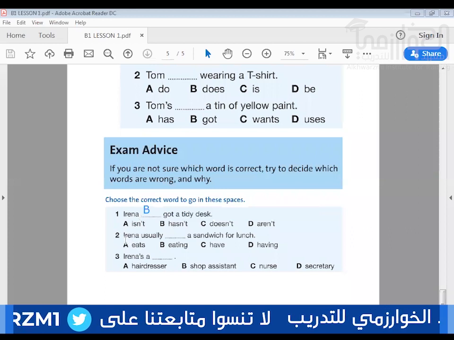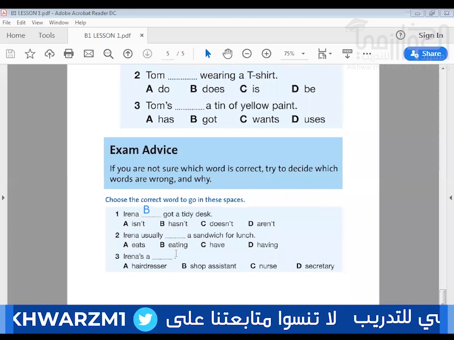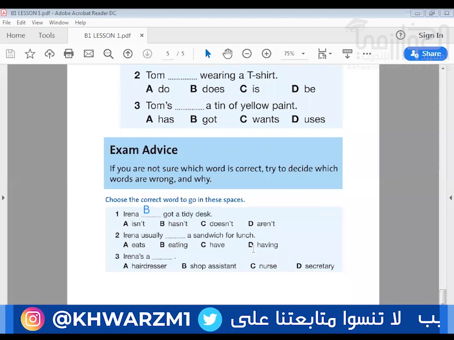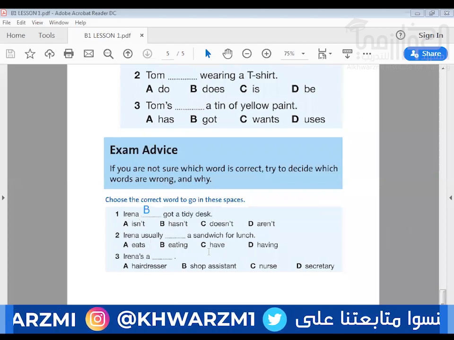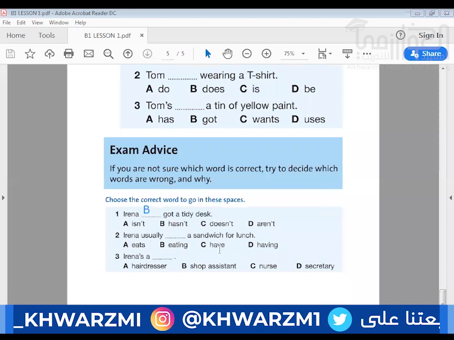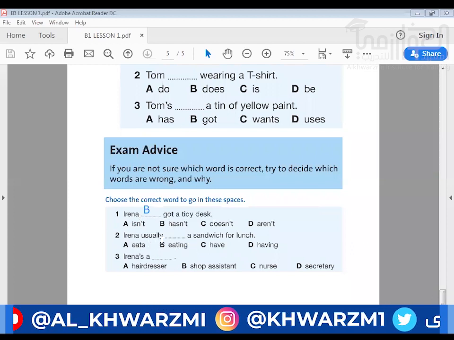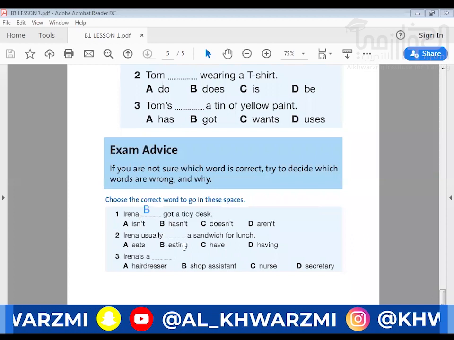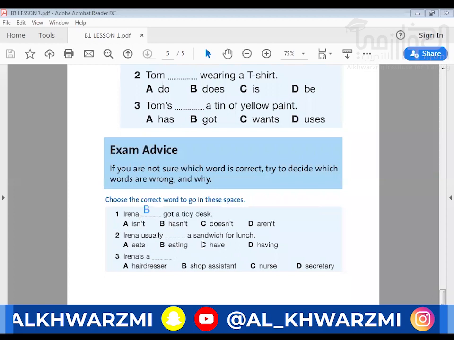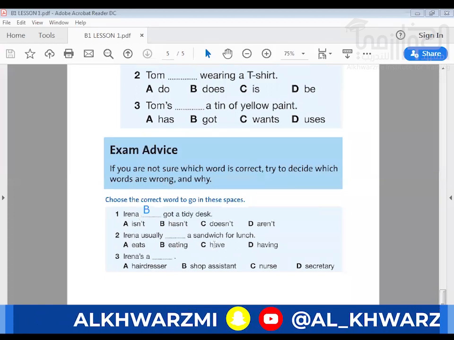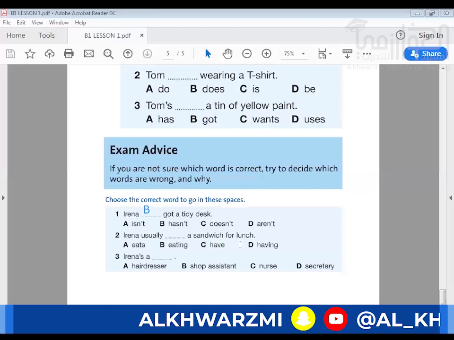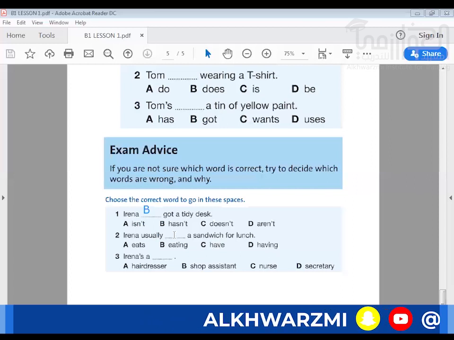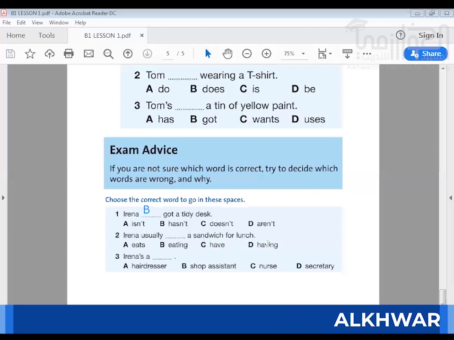Now, then Irina usually a sandwich for lunch. So what should it be, A or B or C? We don't say Irina usually eating. This is a habit, so it is not continuous. So not eating. Okay, usually have. Irina is she. We don't use have for it. And then usually having. No, because it is a habit, present simple, usually we don't have ing. So A is the correct answer here.